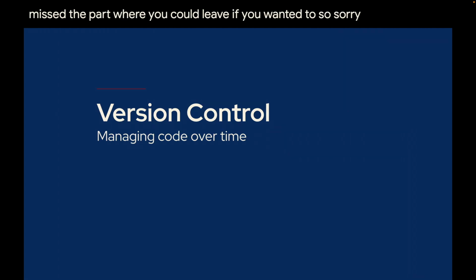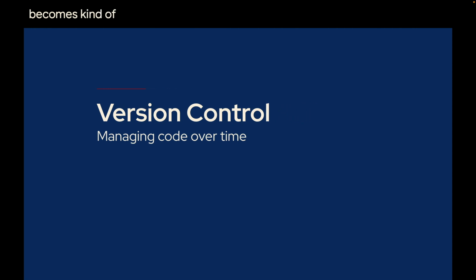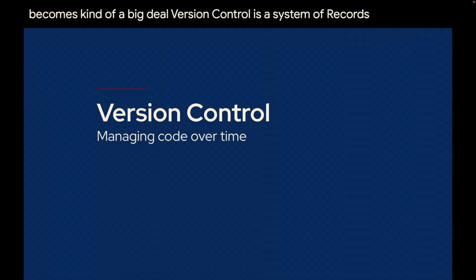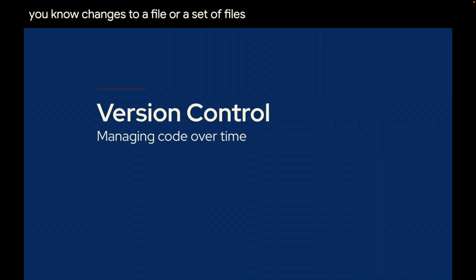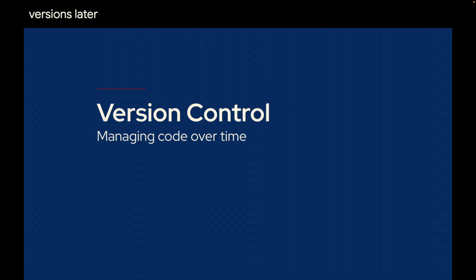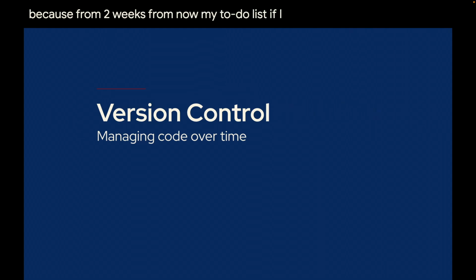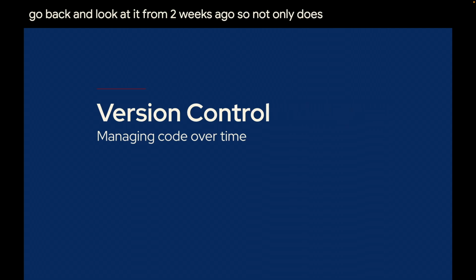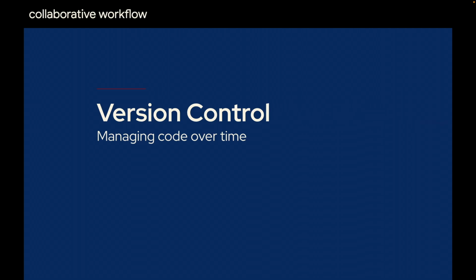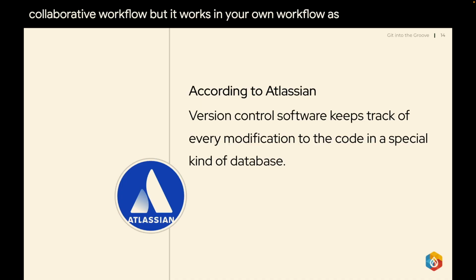So code workflow management becomes kind of a big deal. Version control is a system that records changes to a file or a set of files over time, so you can recall specific versions later. I do this locally with my own files, if anyone knows about Git, because from 2 weeks ago, my to-do list, if I have it stashed in Git, I can go back and look at it. So not only does it work in a collaborative workflow, but it works in your own workflow as well.